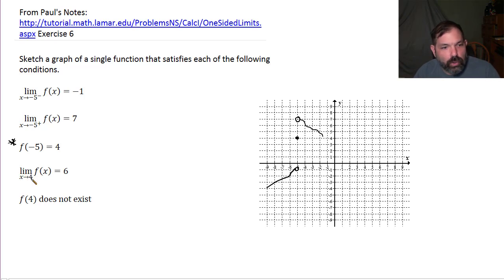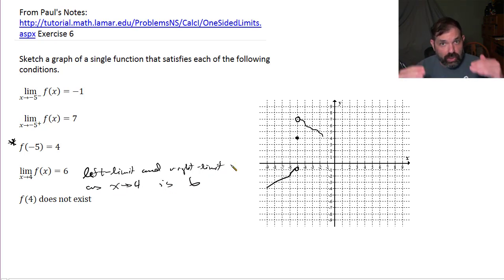The limit as x approaches 4 of the function is 6. Now, let's understand what this means. Since the limit as x approaches 4 of the function is 6, that means that the left limit and the right limit as x approaches 4 is 6. So on both sides of 4, the output is getting close to 6.